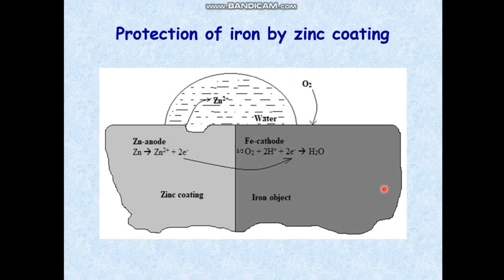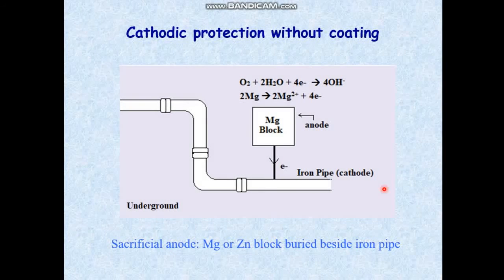Now, iron has wide applicability in making railway tracks, the bottom of ships, and pipelines. Iron is very much available, and iron pipes or iron objects can be used in making these things. Now, coating of zinc sometimes becomes costly. So in order to reduce this cost, sometimes metal blocks like magnesium blocks are connected with the iron objects. How? Look at this picture.